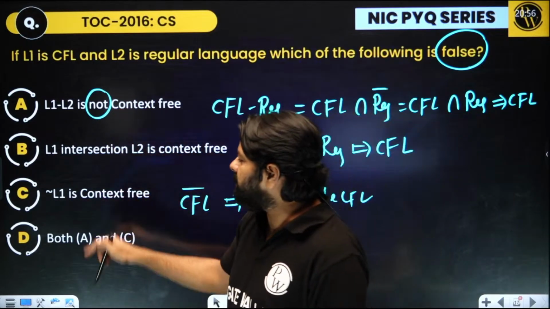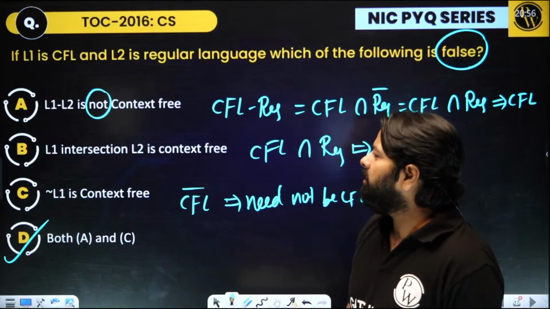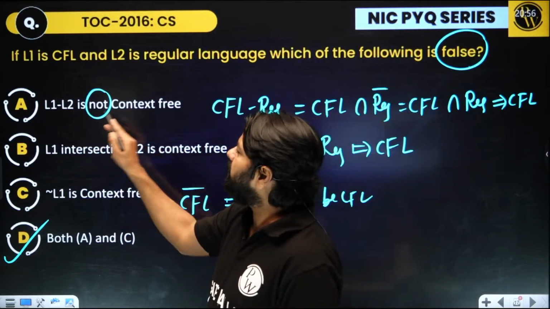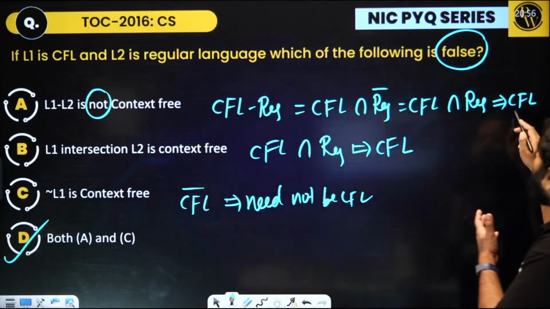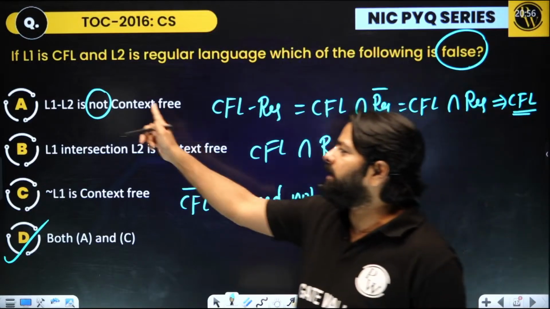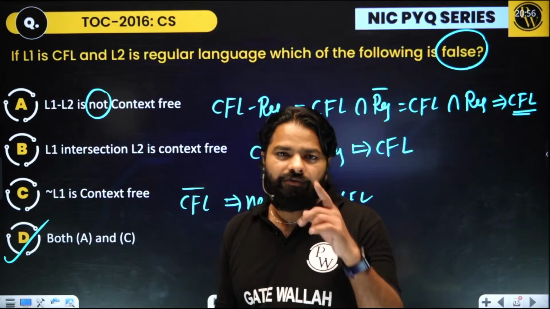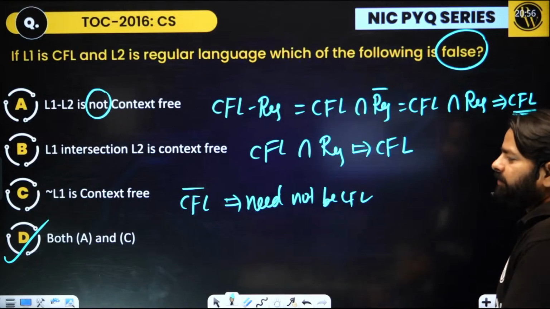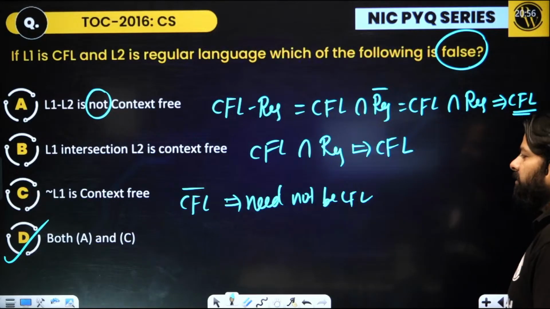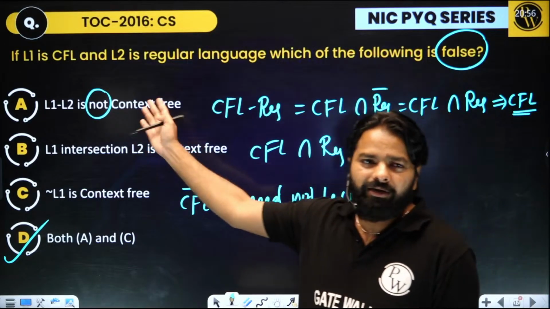So A and C is actually correct statements. So this L1 minus L2 is a not context free, but actually we got it is a context free. So that's why option A is also false. Option C is also false. Yes, true. So that's why D is a correct statement. Okay, I hope you got it right.